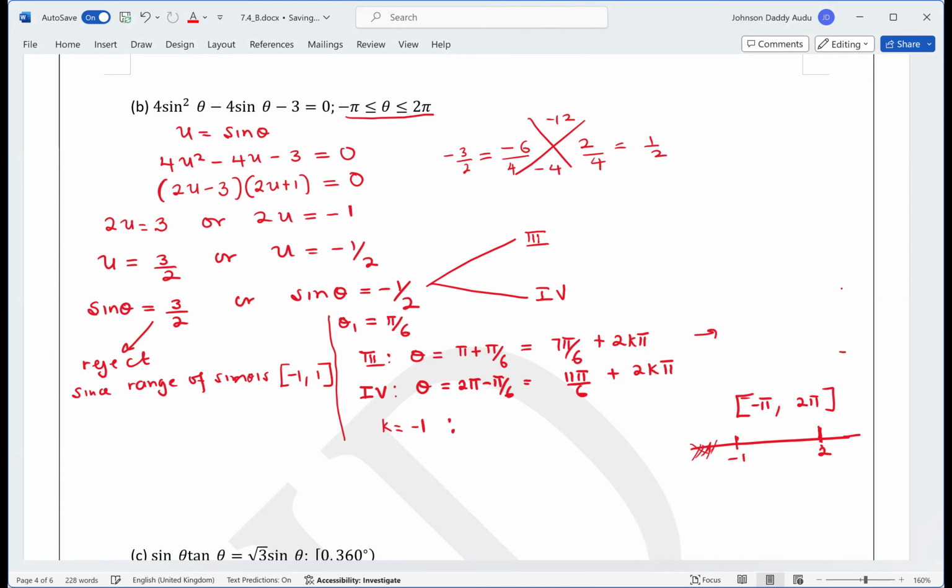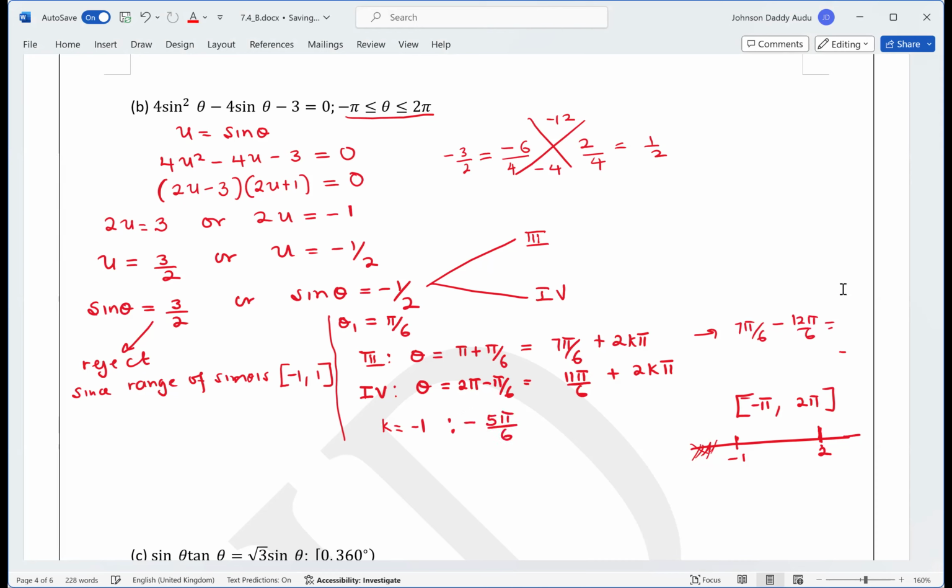If k is minus 1, you'll get 7 pi over 6. It's going to be minus 2 pi, right? Because k is minus 1. And this is going to be just 7 pi over 6 minus what? Minus 12 pi over 6. So you have minus 5 pi over 6.